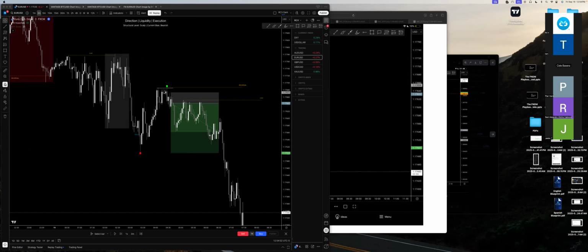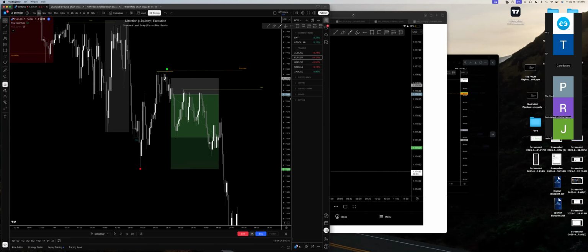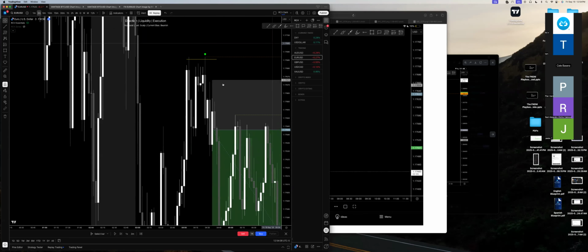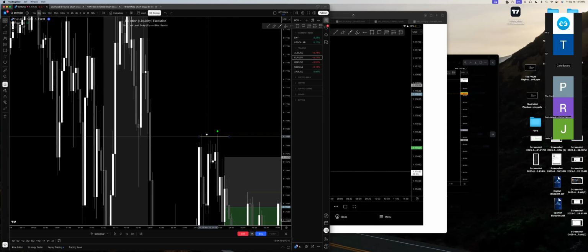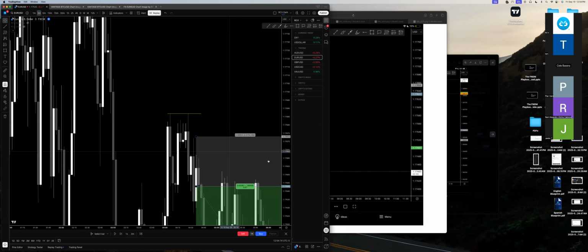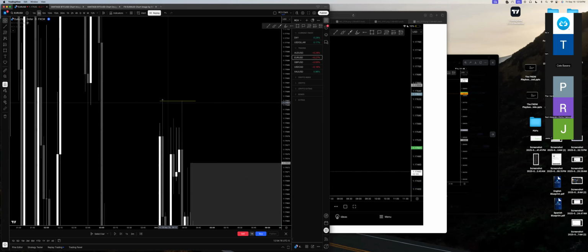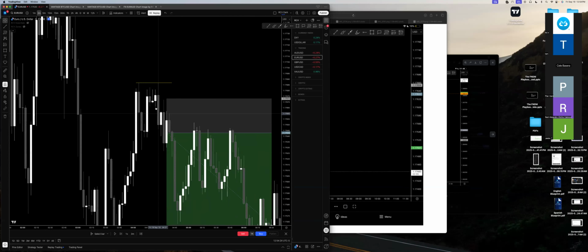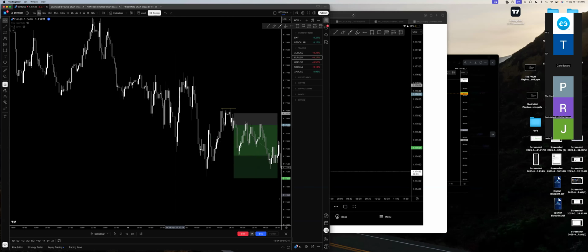So I'm always going to look for refinement, and I obviously need a model to play off of. So as we can see here, let me take this off. Very slim, but we did wick out this previous high here. More importantly, after we wicked that, we had a very strong bearish engulfing, and after that very strong bearish engulfing, this actually could have been my ideal entry if I'm being honest.